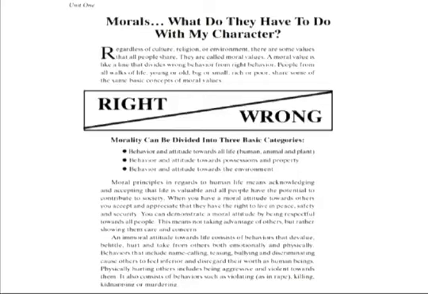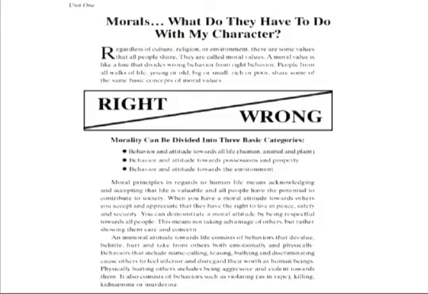And right below that, you see that morality can be divided into 3 basic categories. You have behavior and attitude toward all life. Notice that's human, animal, and plant. Behavior and attitude towards possessions and property. And behavior and attitude towards the environment. And of course, the environment, as we've discussed, is much more than just trees and flowers. The environment can also be the environment of where you are at, the community, the schools, the workplace.